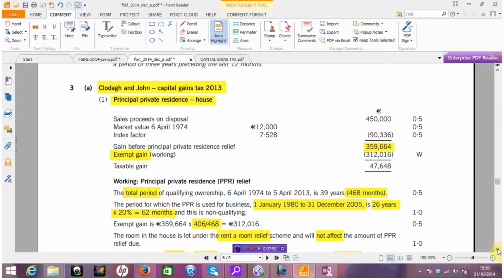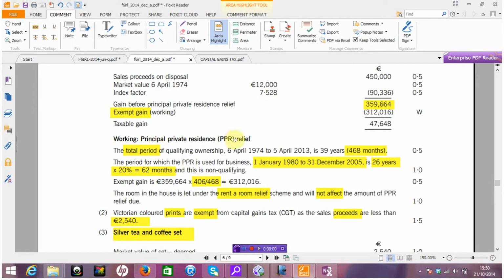Well, you'll see from the working here, the PPR relief working, that the first thing that they do is they calculate the total period of ownership, and do bear in mind that that would be from the 6th of April 74. Anything prior to that would be irrelevant for a PPR calculation. So really that first 468 month figure, that should be easy enough to calculate, because really we're just going from starting point through to point of disposal. Okay, so that's where we get the 468. Now this issue with regard to business usage, how do we deal with that?